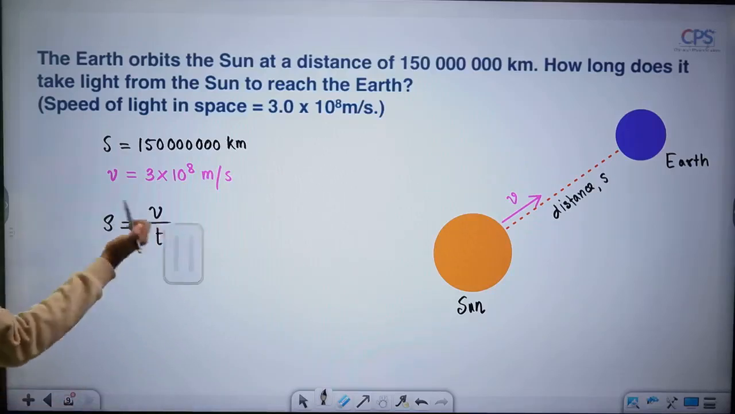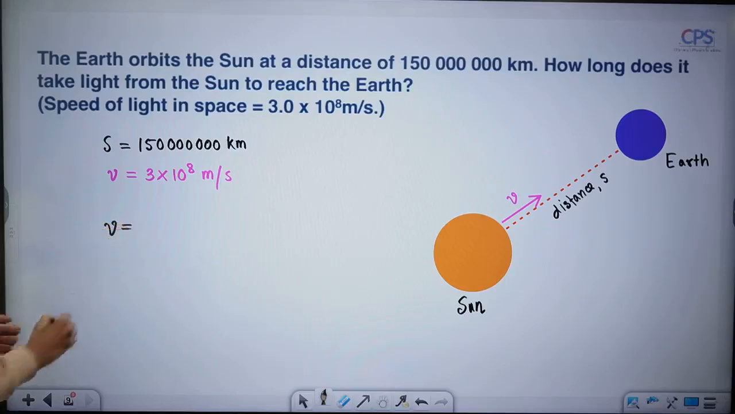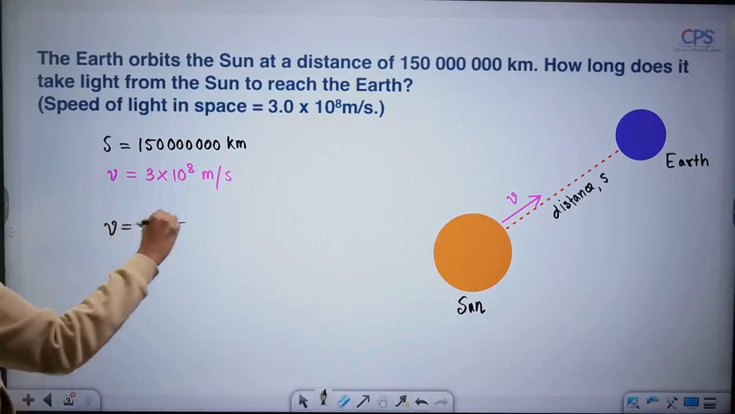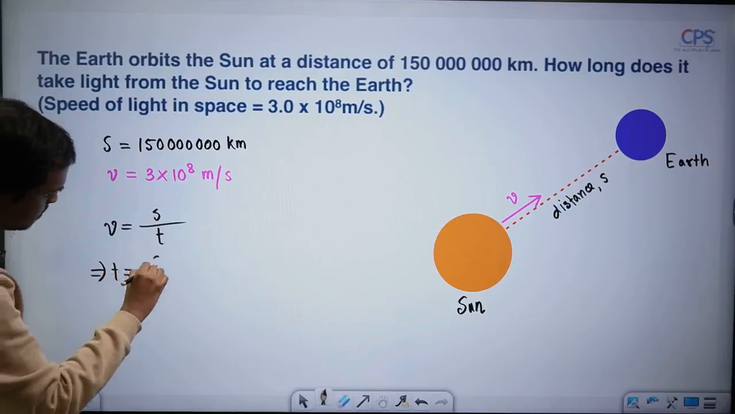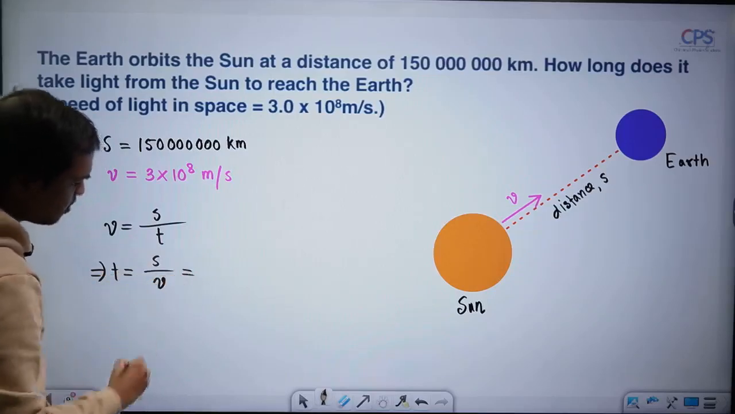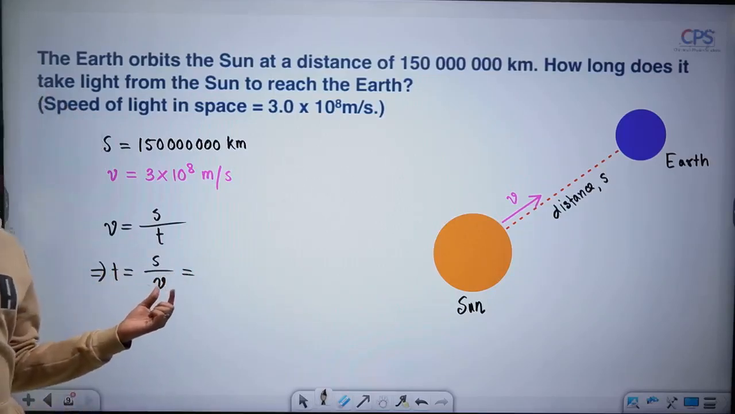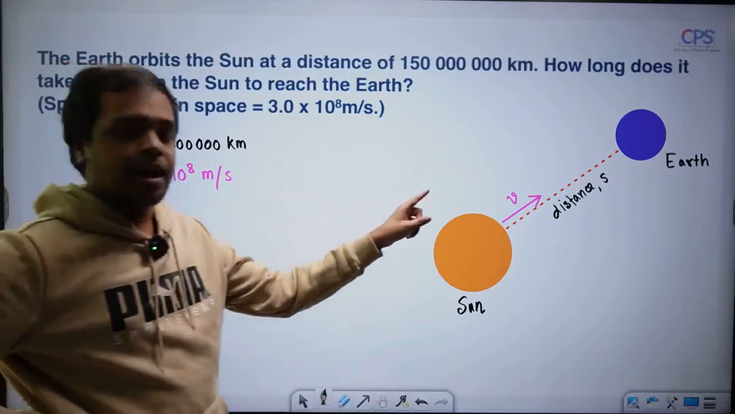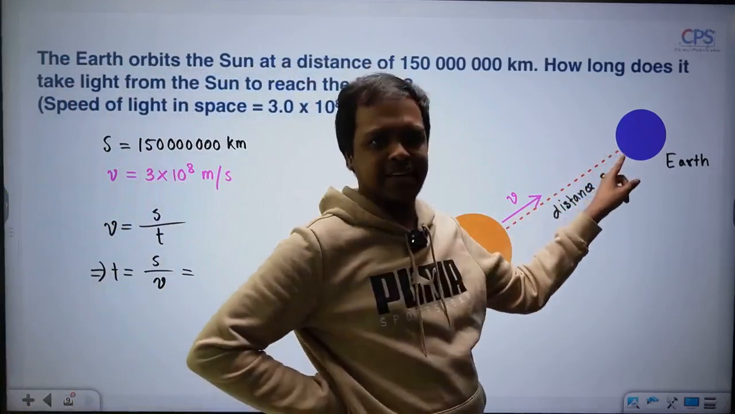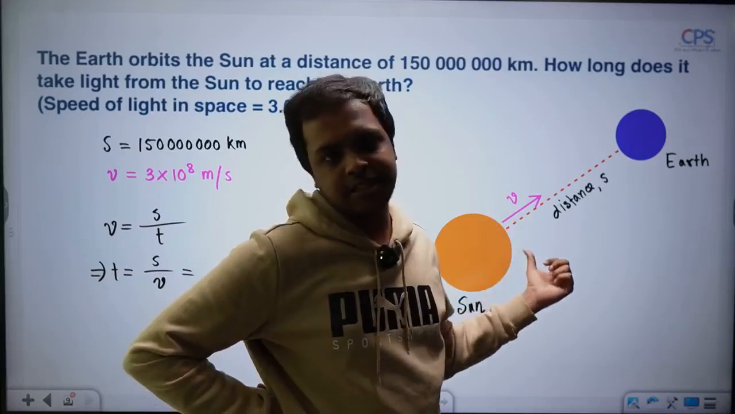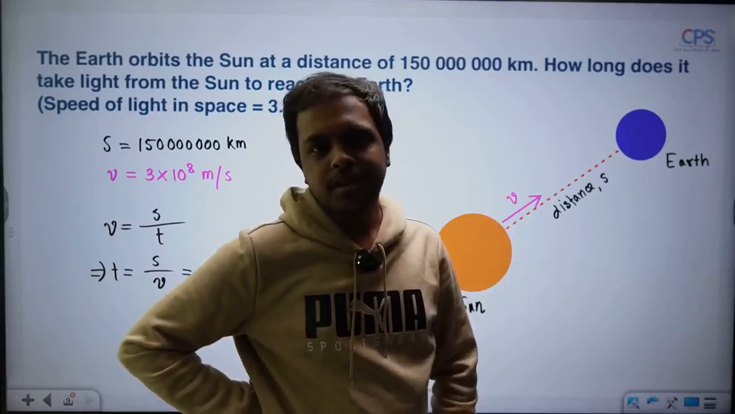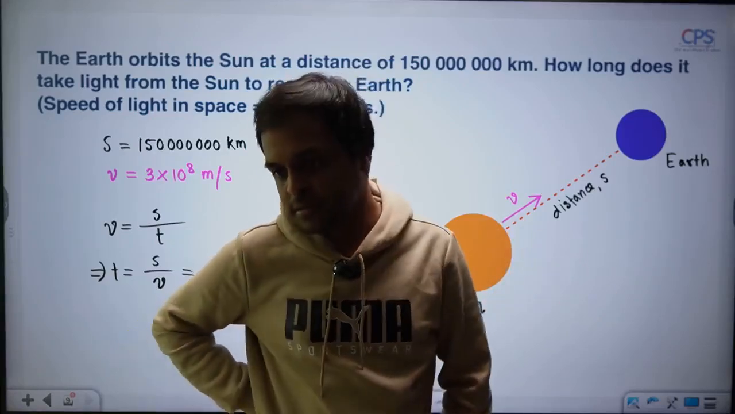No, of course not. Speed equals distance by time. So time equals distance by speed, or in this case velocity. You can go either way because it's a straight line. So here distance and displacement are the same, and velocity and speed will have the same value.